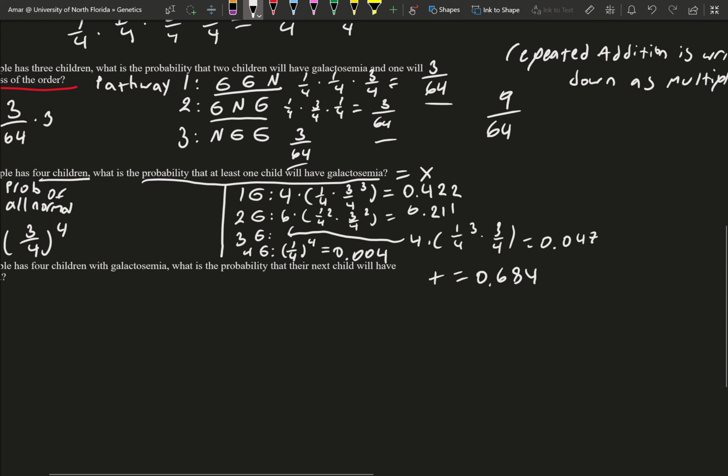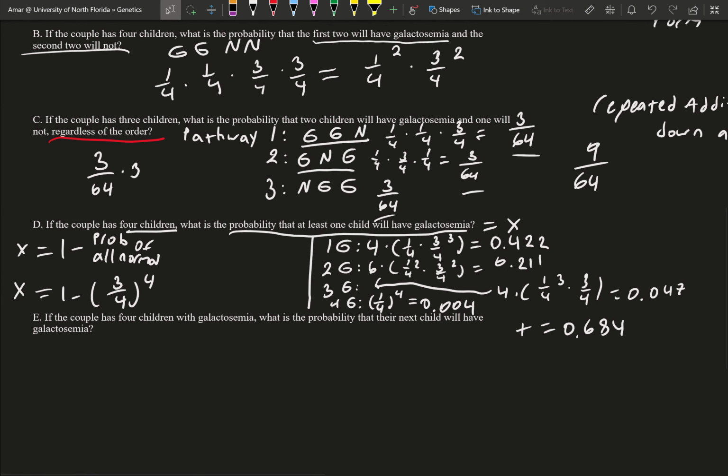And then if we calculate the answer that we got here, they should be equal to one another. So around 0.684. So these are two different ways you can solve this problem. And that's pretty much it for that.